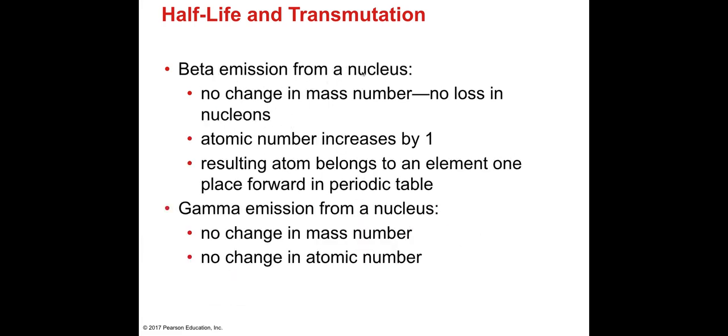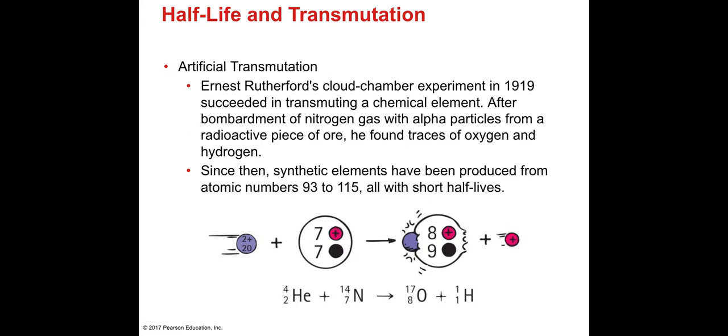When you look at the beta emission from the nucleus, when an atom emits a beta particle or beta radiation, there's no change in the mass of the atom, no loss in nucleons. The atomic number increases by 1, and the resulting atom belongs to an element one place forward in the periodic table. Gamma emission from a nucleus does not change the mass, neither does it change the atomic number.